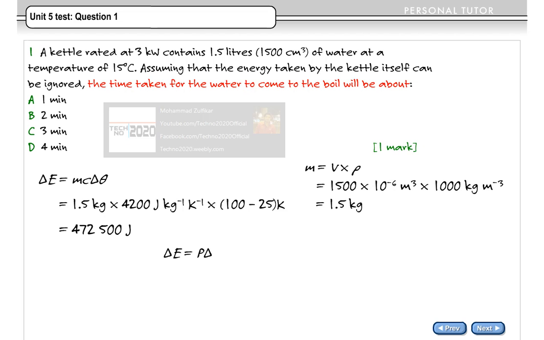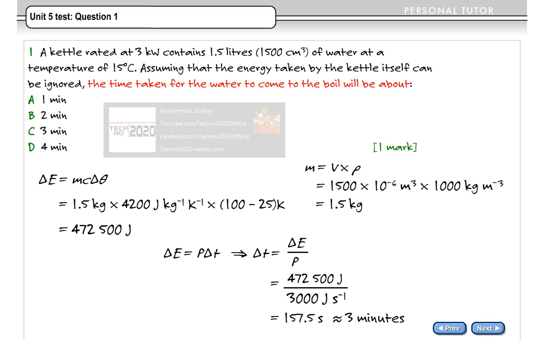Using energy E is equal to power P multiplied by time t, we can rearrange this to give an expression for the time taken. Substituting and calculating shows that the time taken to heat this amount of water is 157.5 seconds, which is about 3 minutes, and after all there will be some heat loss to the surroundings. Of the 4 options available, C is the best.